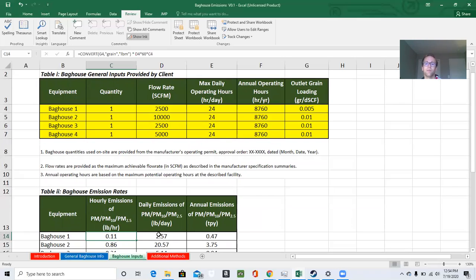From the pounds per hour, we're going to multiply that by our maximum operating hours per day to get our daily emissions, as you can tell here. And then we're going to multiply our hourly emissions by our annual operating hours per year to get our annual emissions. And then we're going to divide it by 2,000 to convert from pounds to tons. Now, as you can tell, it's a fairly simple process, and all of this you can Google. Honestly, it's public knowledge, it's public information.